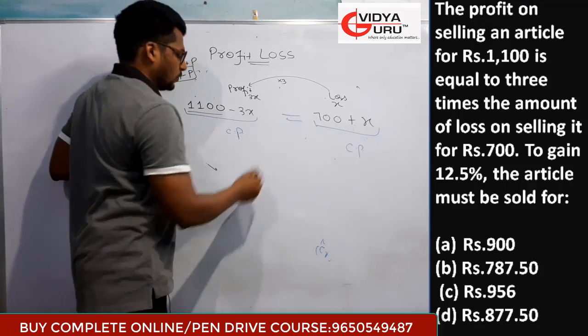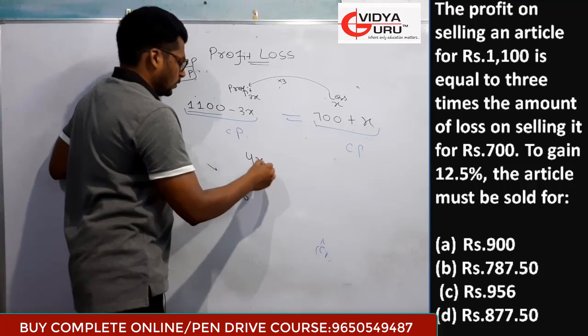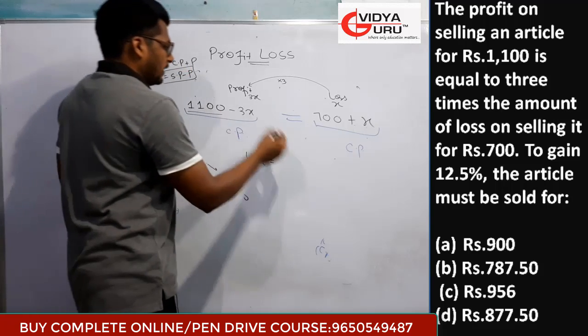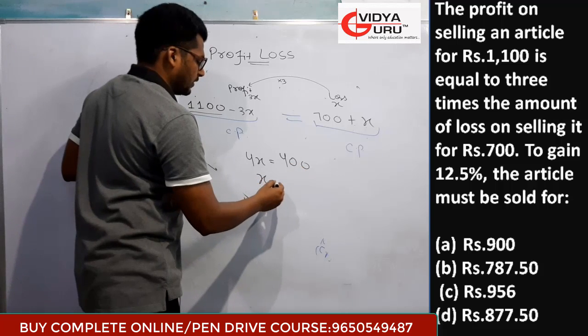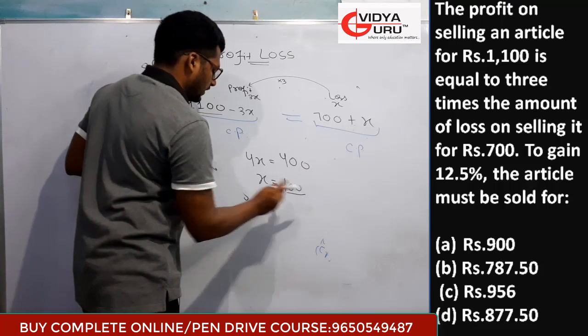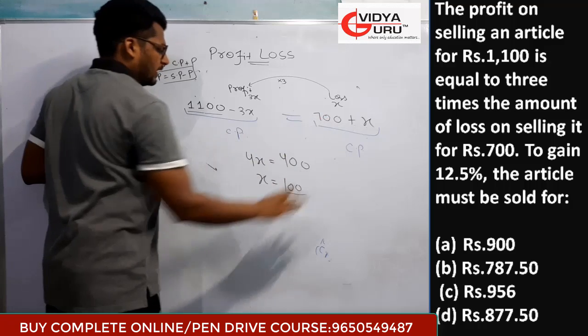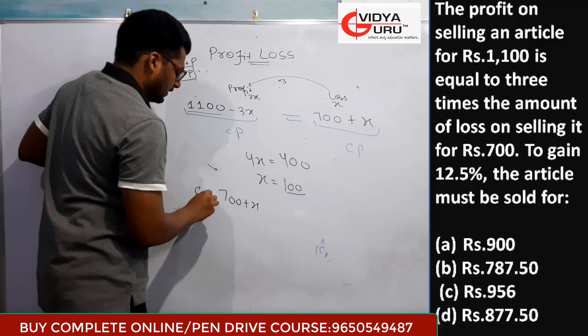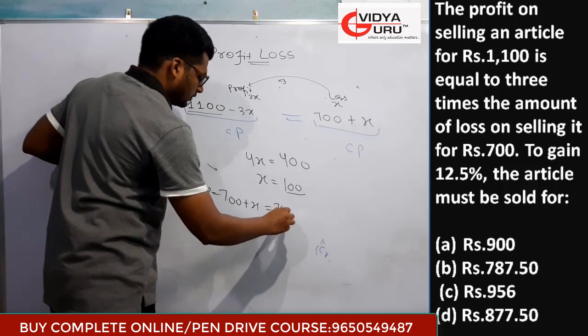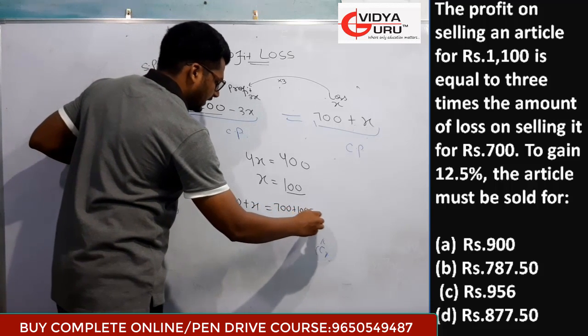These both are CP, so they will be equal. If we take the X to one side, then 4X will be equal to 1100 minus 700, which is 400. X will be equal to 100. We can calculate the CP from here or here. 700 plus X is the CP, where X is 100. So CP will be equal to 800.